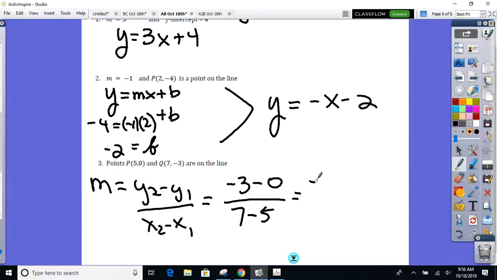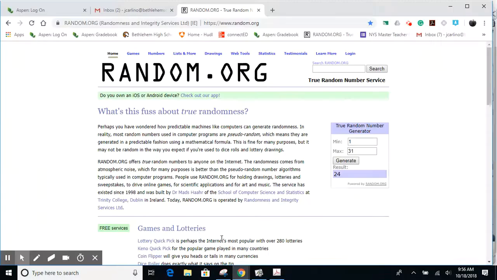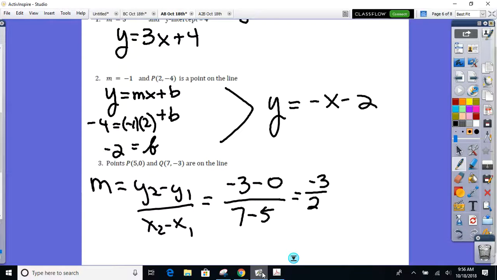Okay, you can leave this as a fraction, -3 over 2. I prefer that you leave it as a fraction, but if you put -1.5, you're still correct. All right, so there's the slope. What am I still missing, though? The y-intercept, and I'm going to find it the same way I did up here, using y equals mx plus b.